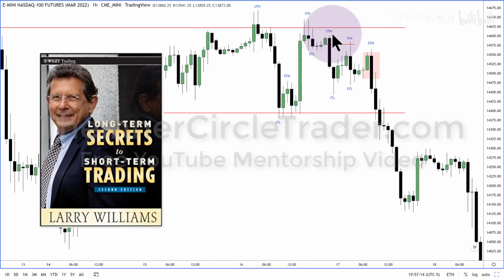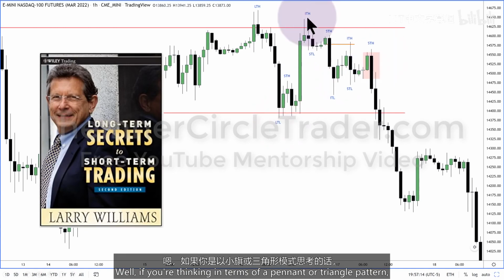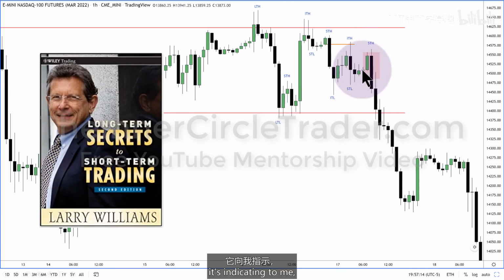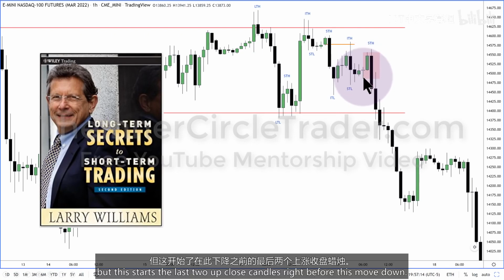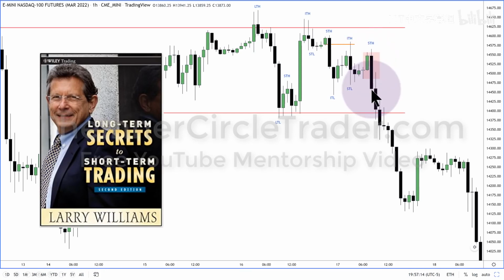So what is it doing? It's only rebalancing this. And where is it likely to go? Well, if you're thinking in terms of a pennant or a triangle pattern, it's indicating to me, as soon as this candle starts to go up like this, candle and this candle. Why not this candle too? Well, this candle only has this low here. This candle is an up close, but this starts the last two up close candles right before this move down.